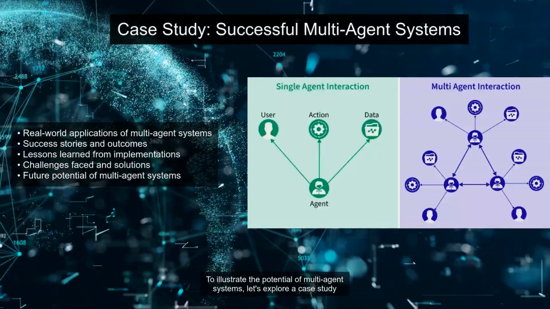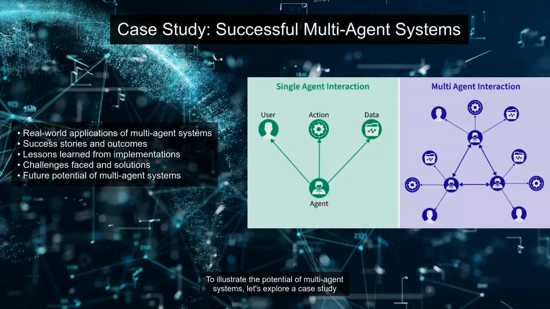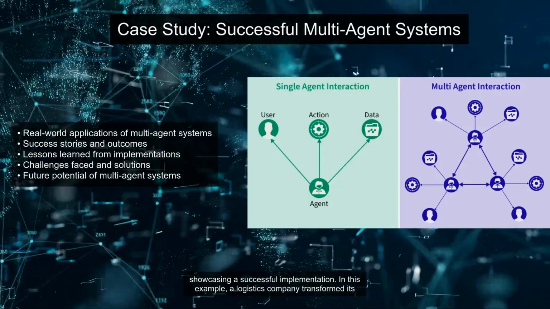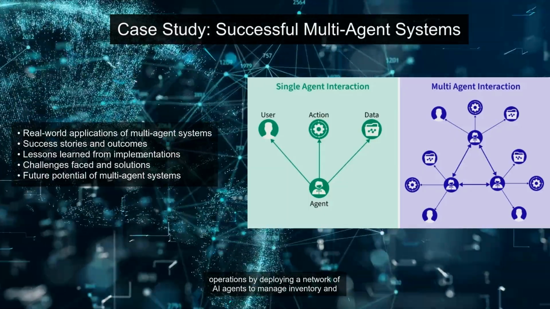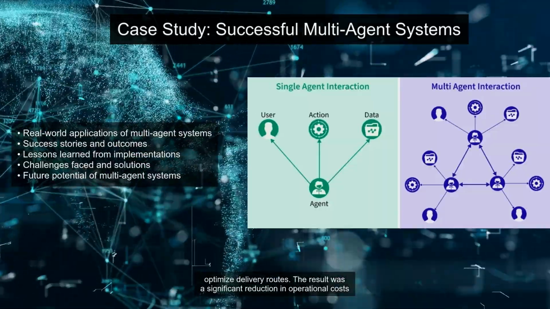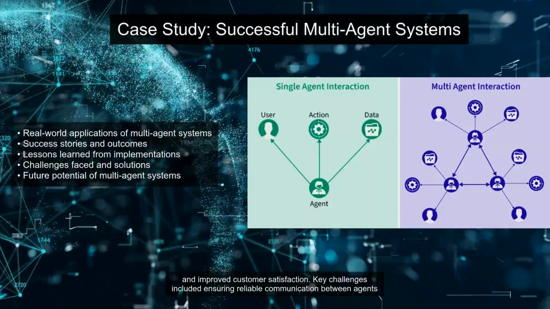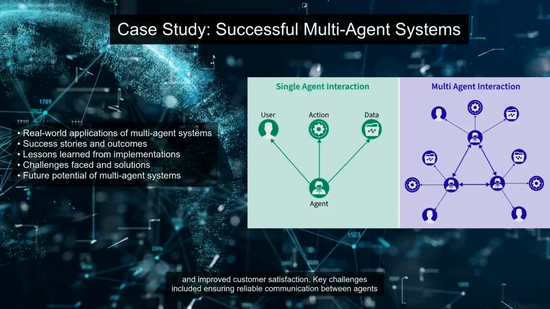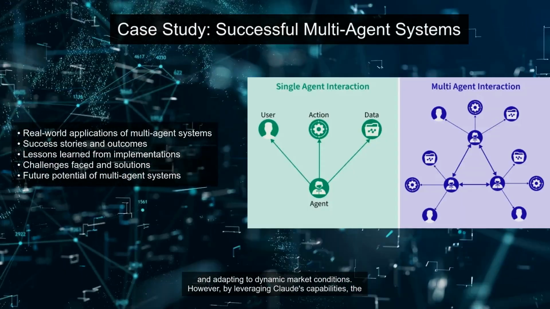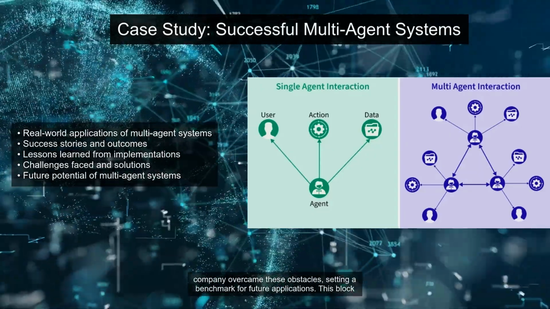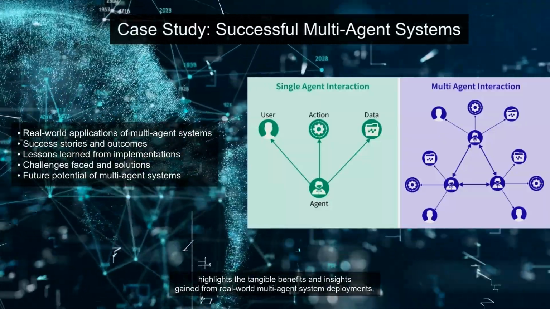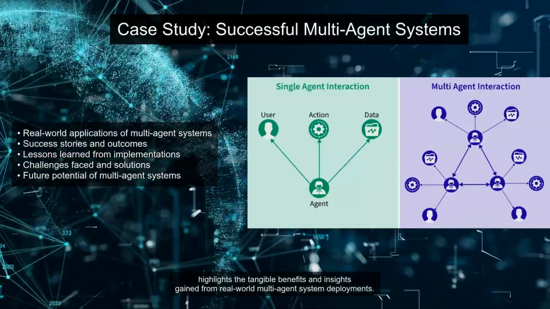To illustrate the potential of multi-agent systems, let's explore a case study showcasing a successful implementation. In this example, a logistics company transformed its operations by deploying a network of AI agents to manage inventory and optimize delivery routes. The result was a significant reduction in operational costs and improved customer satisfaction. Key challenges included ensuring reliable communication between agents and adapting to dynamic market conditions. However, by leveraging Claude's capabilities, the company overcame these obstacles, setting a benchmark for future applications. This block highlights the tangible benefits and insights gained from real-world multi-agent system deployments.